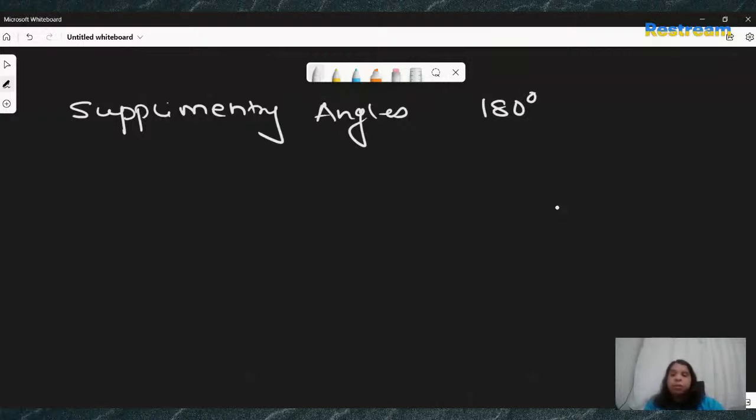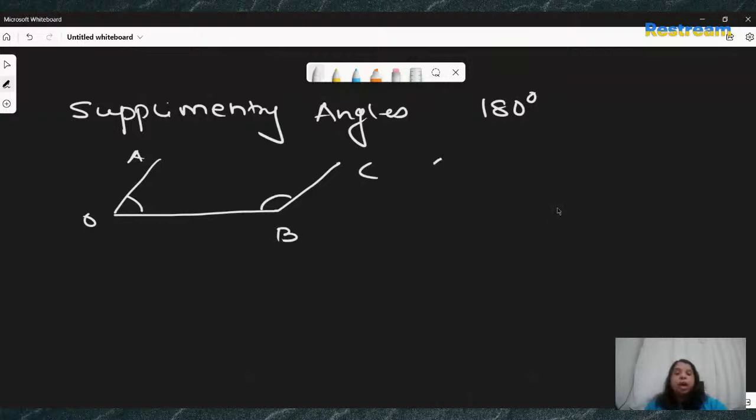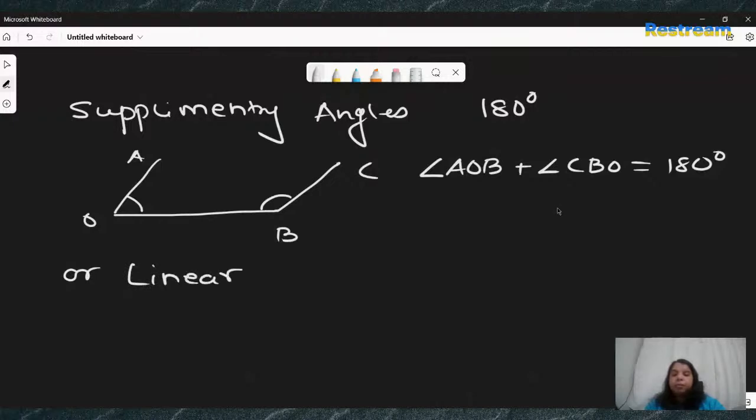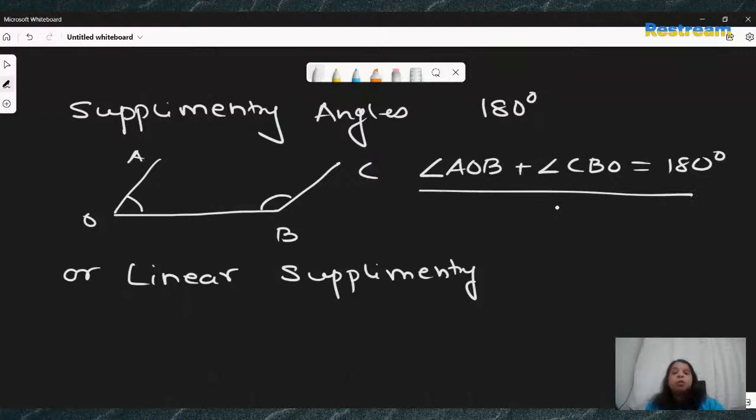Now there are two types of supplementary angles again. One is where they are in a pair like this. Okay, not like this, sorry. Like this. And together A O B C. So angle AOB plus angle CBO is 180 degrees. These are supplementary angles. Or there is something called linear supplementary. We will know more about these kinds of supplementary angles when we start doing parallel lines. But we'll first talk about linear supplementary.